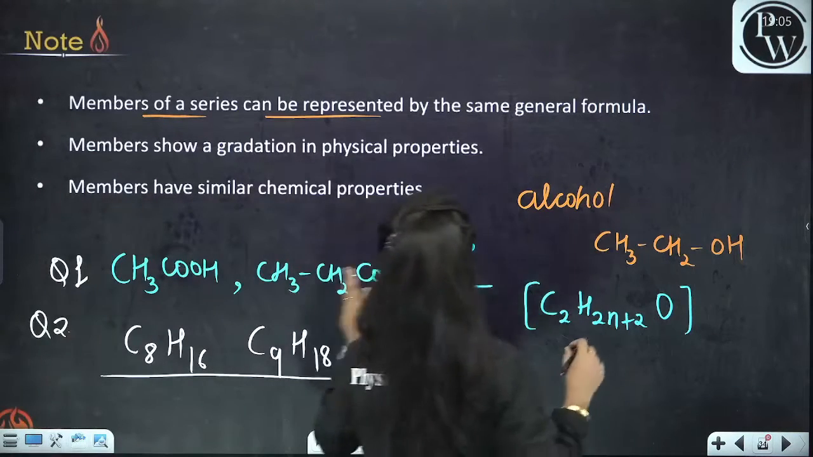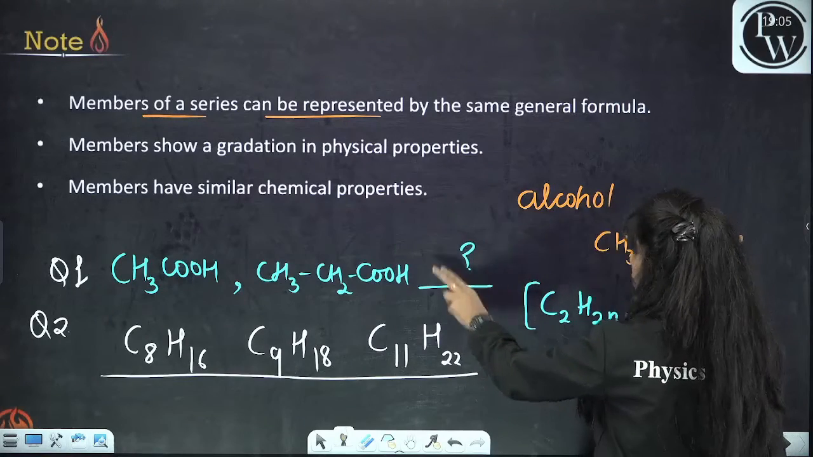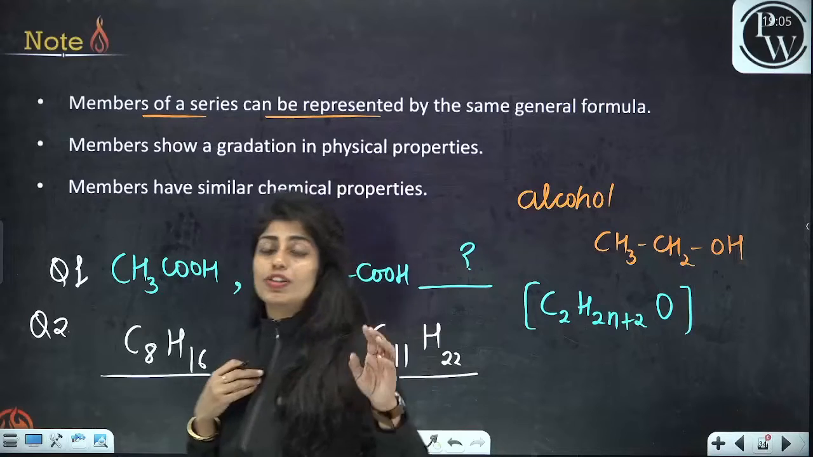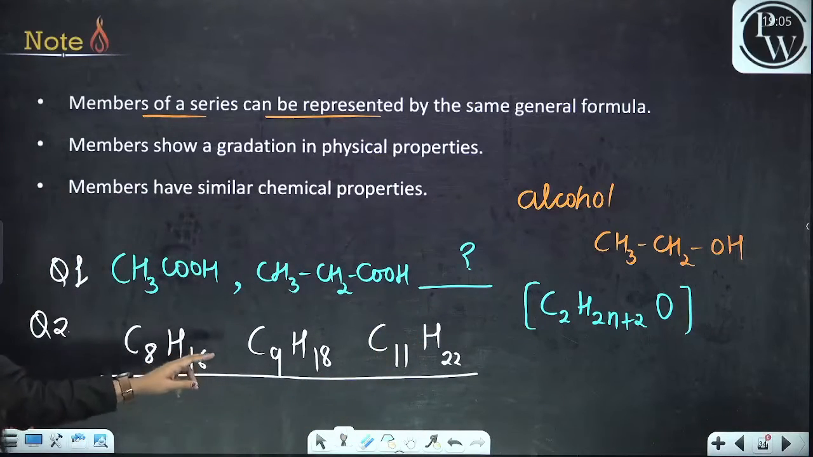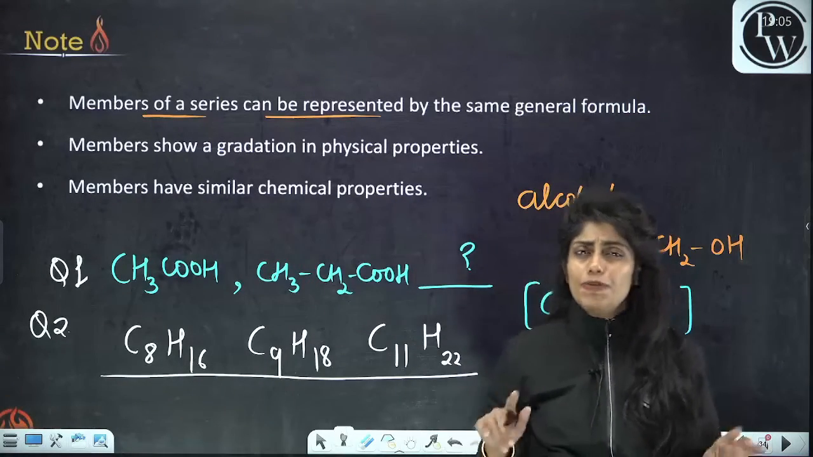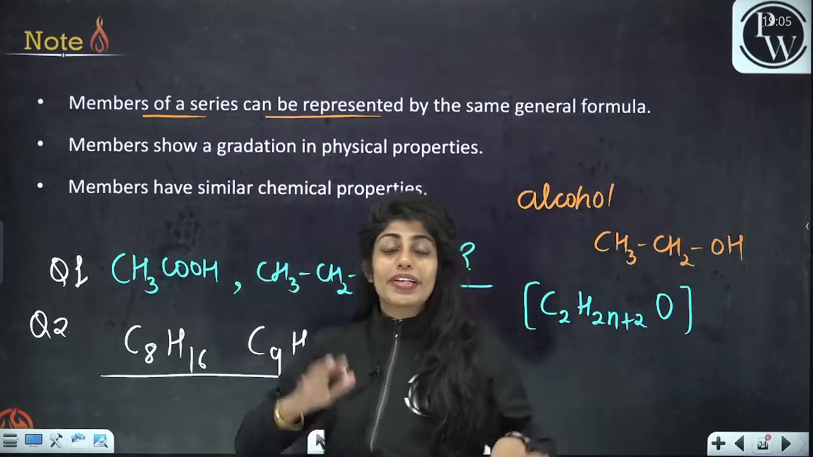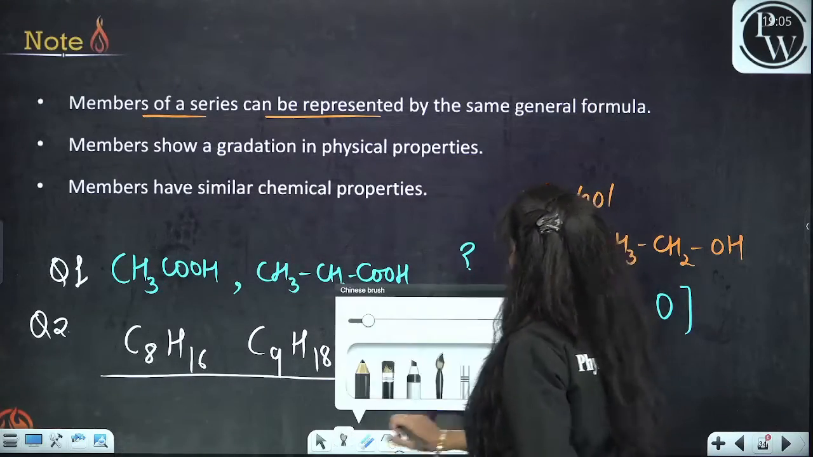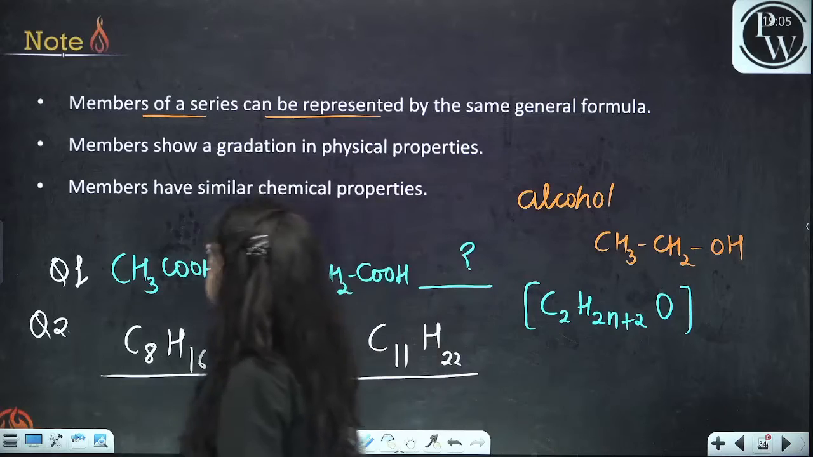Are we good? Here you need to tell me the chemical compound that is going to be suited here. And in number 2, you need to tell me whether this is a homologous series or not. And if it is a homologous series, what kind of series? Alkane, alkene, alkyne, or whatever. Now, let's discuss a few more points.